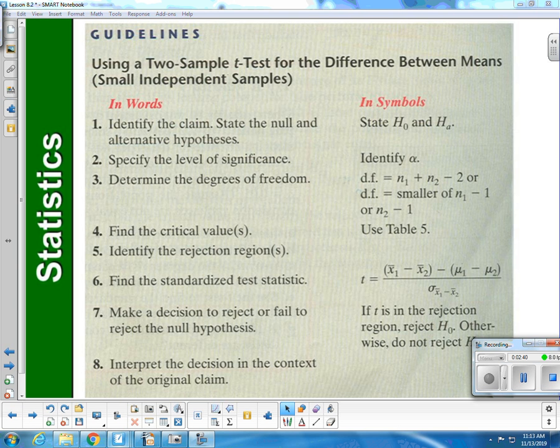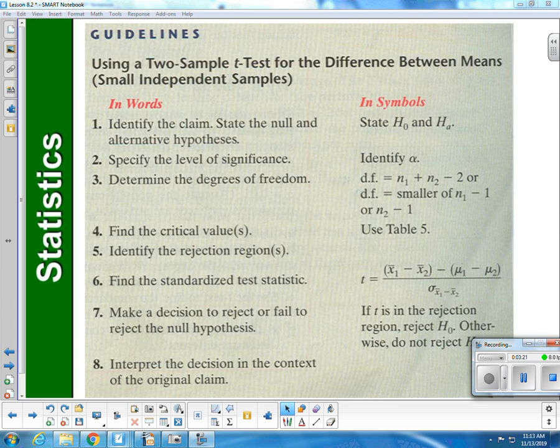Here's your guidelines. Identify the claim, state the null and alternative hypothesis, specify the level of significance, determine the degrees of freedom. So again, depending if you have equal population variances or not. So n1 plus n2 minus 2 if they are equal, that's the top one. If they're not equal, it's the smaller of the sample size minus 1.